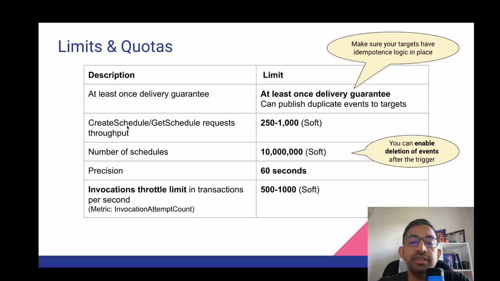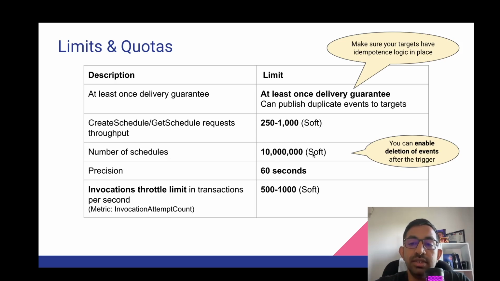And then when you're creating schedules, you can create 250 to 1000 schedules per second, or the throughput. This varies based on the region that your scheduler is in. And these are soft limits, which means you can send an AWS support request to increase these limits, provided your use case is a valid one. And also the number of schedules. This is an important one. The number of schedules that Amazon EventBridge Scheduler supports is 10 million. So you can have up to 10 million schedules.